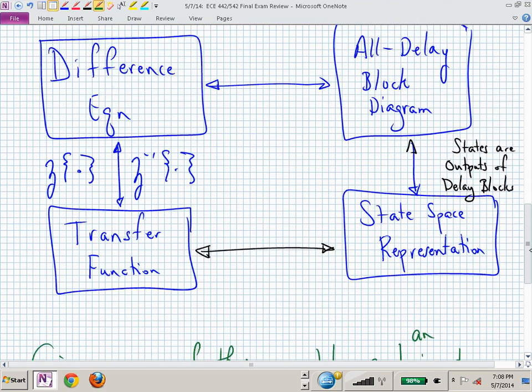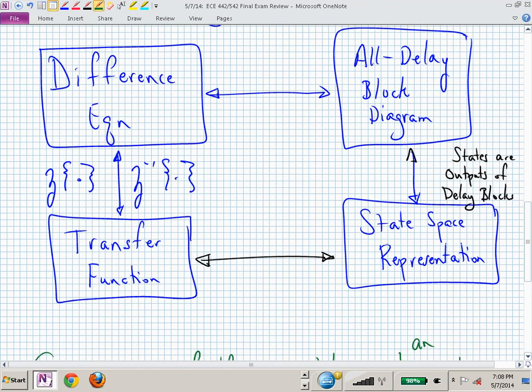Meaning I might give you an all delay block diagram and give you a signal, a waveform, and say, give me the output, the closed form expression for y of n. It may not start as a difference equation. Maybe I give you a state space and you go, wait a minute, I've never done this. Come on. Once you have a state space, you can go to any of those other blocks and solve whatever you need to get the answer that you're looking for. Is that clear?